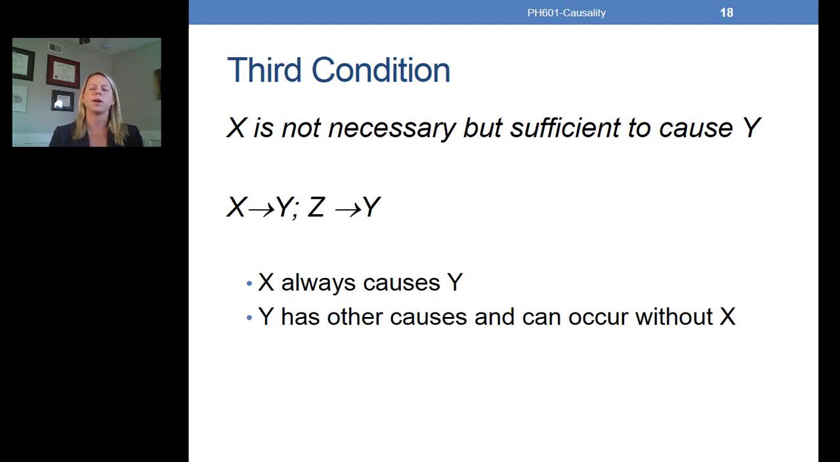The third condition is where X is not necessary, but it is sufficient to cause Y. That is, X always causes Y, but Y has other causes that can occur without X. Now, there are lots of examples in public health that we can apply to this situation. I'll let you sit back and think about that. But again, it's when the risk factor X always causes Y, but Y could be caused by other things as well.